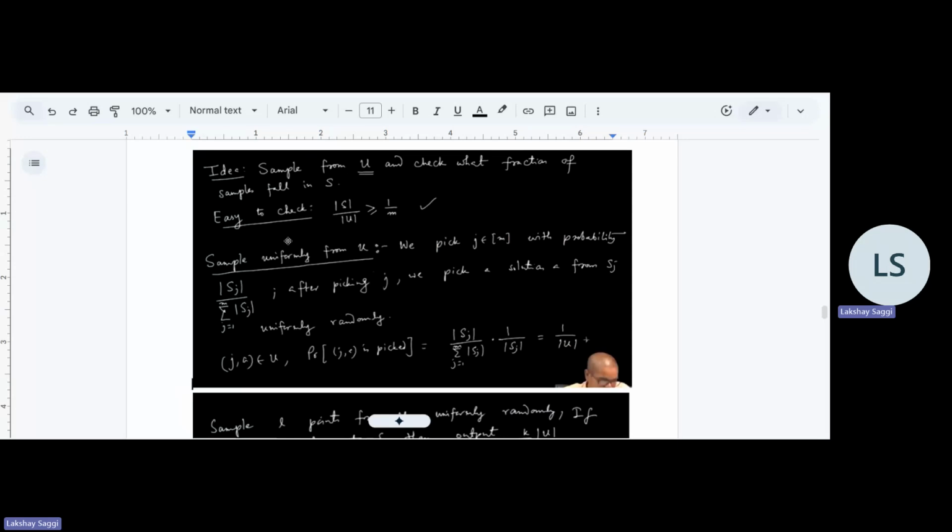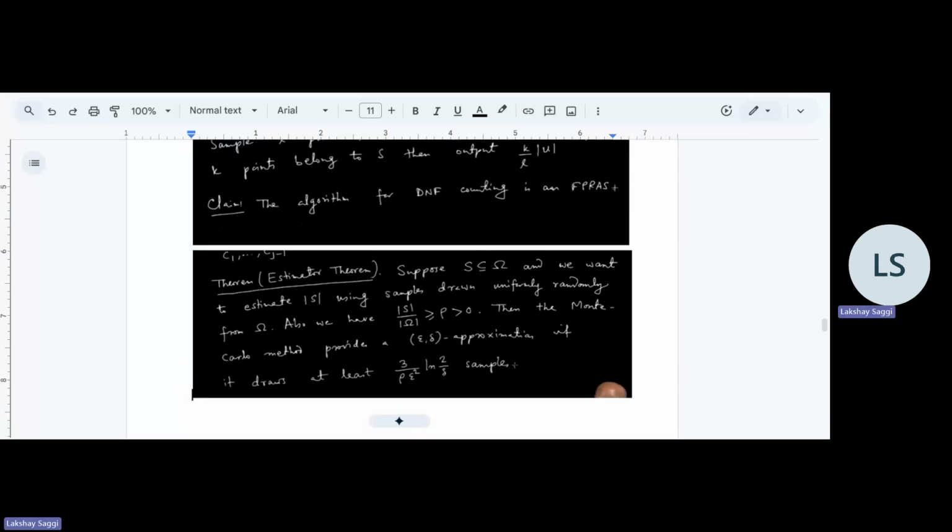However, in our updated algorithm, which we claim is an FPRAS, this value is not too bad. It's greater than or equal to 1 over m. So it's still not exponential in n, and that's why this algorithm provides good bounds. And for this, we need to draw only this many samples. Its proof is again not too difficult. It can be done using Chernoff bounds and all, but let's not go over those.